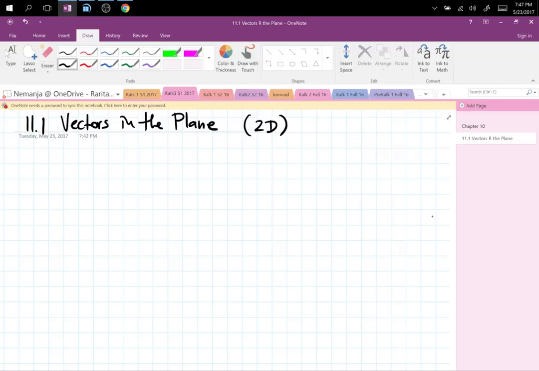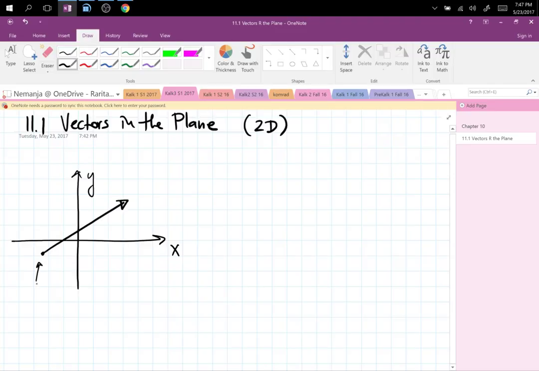So vectors in the plane, meaning vectors in 2D, we draw a set of coordinate axes, x and y, and we represent a vector which will have a tail and a head. We will denote that as a vector u, let's say, with a little arrow on top. And we will immediately say that vectors are free to move in space.